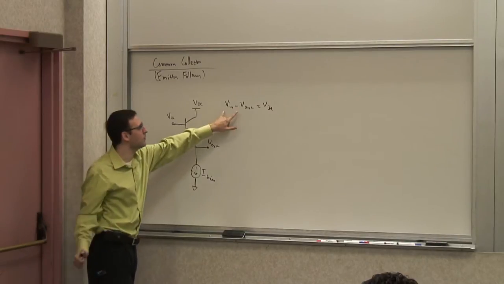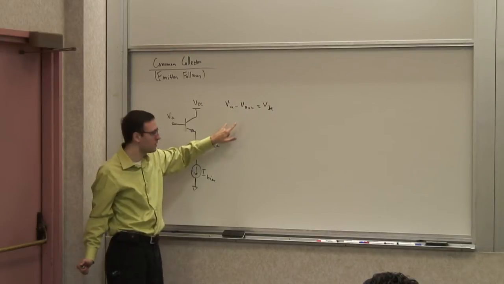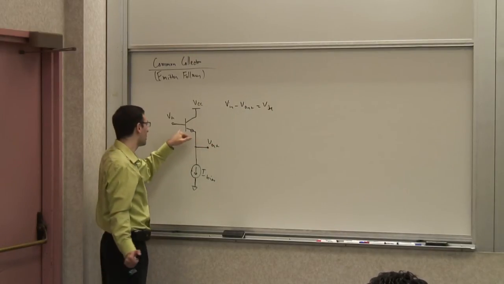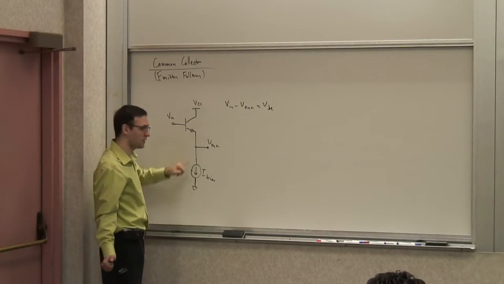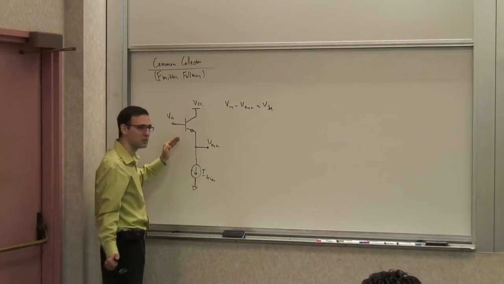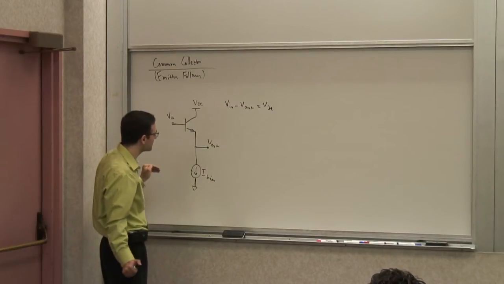So it's only a constant voltage between the input and output. The emitter follows the base, and hence the name emitter follower. It just follows the input. The output follows the input with a DC drop, to be sure.